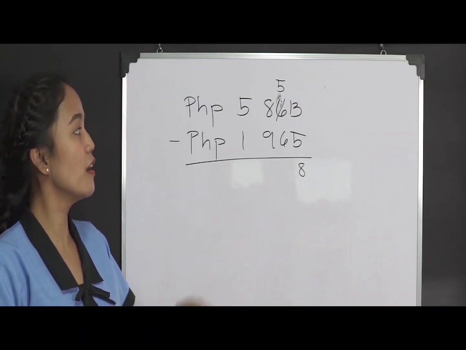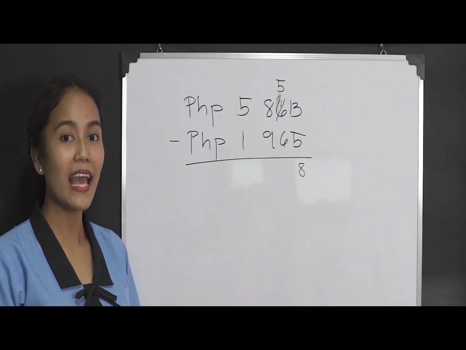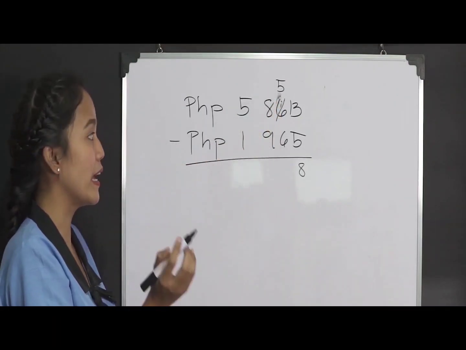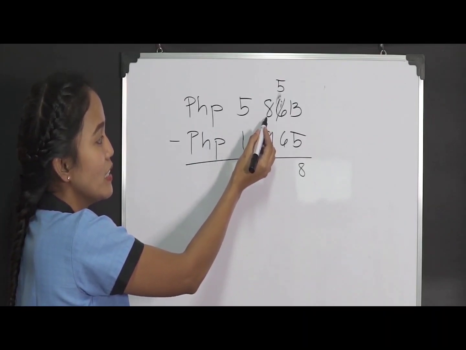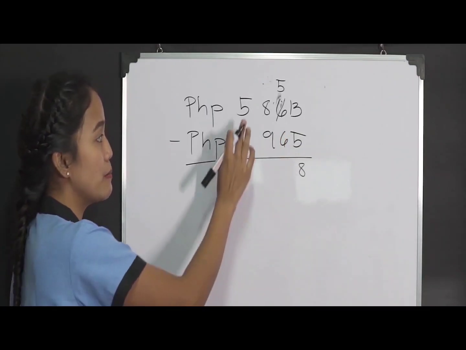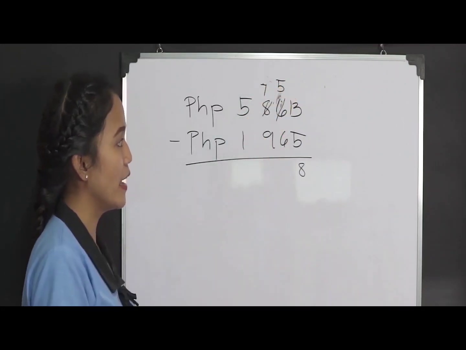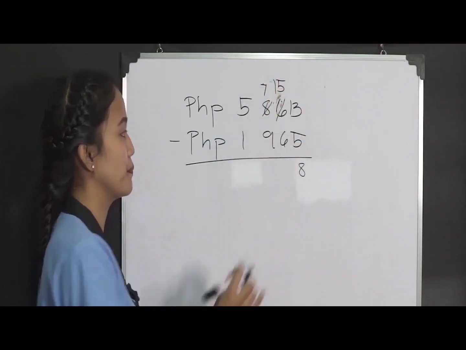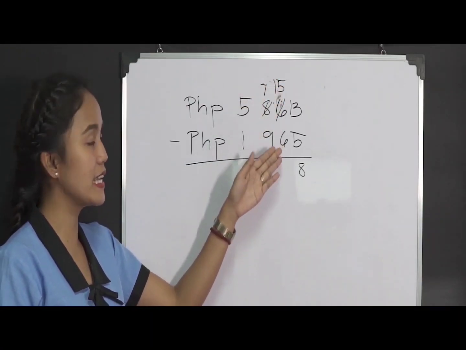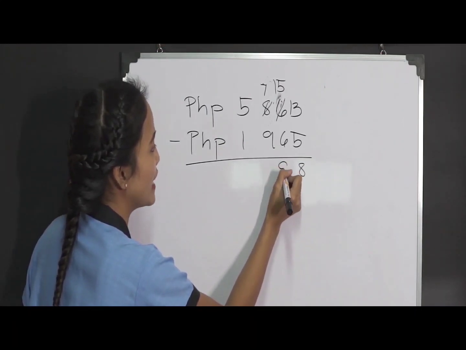Next, let's proceed with the tens column. 5 minus 6. Again, we cannot subtract 6 from 5. So, we need to regroup again. Regroup 100 into 10 tens. So, 8 will become 7. Write 7 above 8. And then, write 1 beside 5. Now, we have 15 tens. 15 minus 6 is equal to? Very good. It is equal to 9.